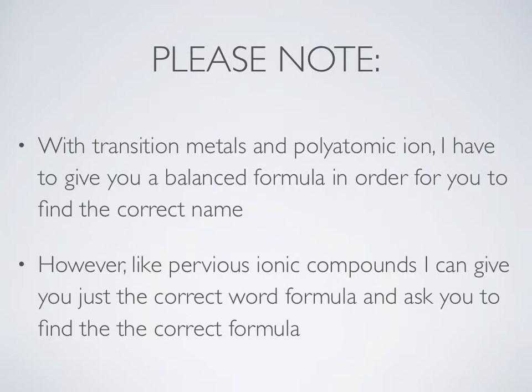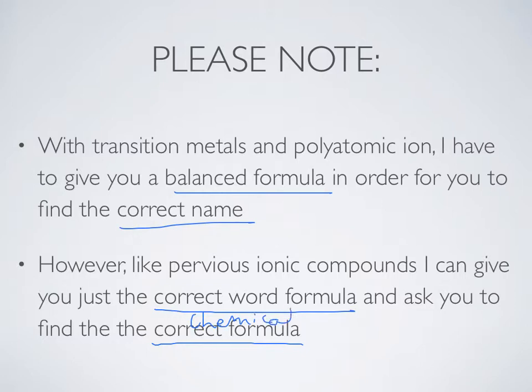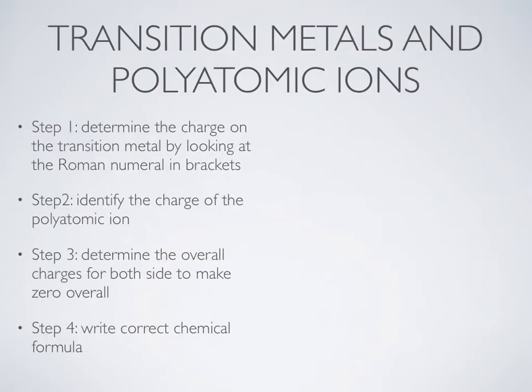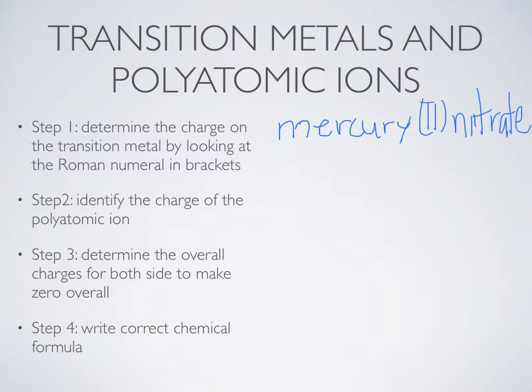Please note, with transition metals and polyatomic ions, I have to give you a balanced formula in order for you to find the correct name. However, like previous ionic compounds, I can give you the correct word formula and ask you to find the correct chemical formula. So let's do another example going the opposite way. So we have mercury 2 nitrate.